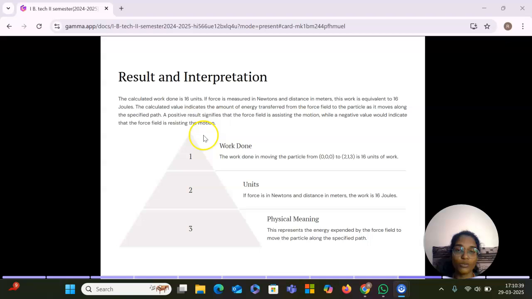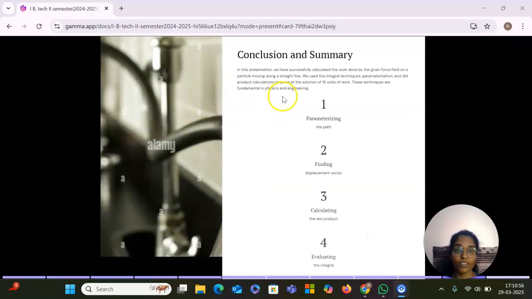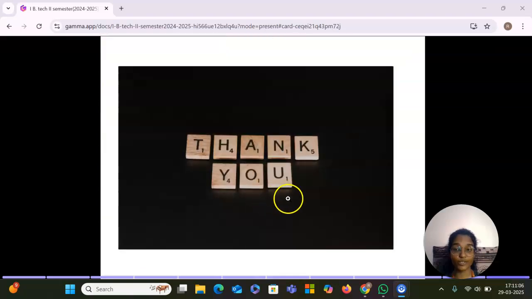Now the results: work done, units, and physical meaning. We have calculated the work done as 16 units, and the force is measured in newtons and distance in meters, so the work is equivalent to 16 joules. Now we have calculated: first, parametrizing; second, finding the displacement; next, calculating the dot product; next, evaluating the integral. Thank you so much.